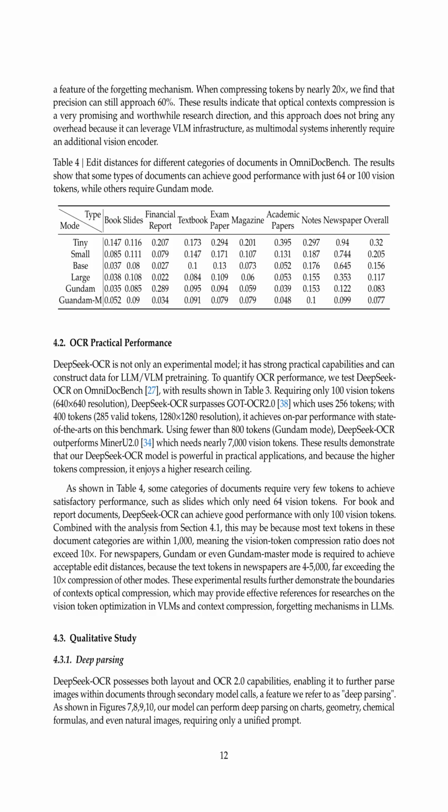For newspapers, Gundam or even Gundam Master Mode is required to achieve acceptable edit distances because the text tokens in newspapers are 4 to 5,000, far exceeding the 10x compression of other modes. These experimental results further demonstrate the boundaries of context optical compression, which may provide effective references for researchers on the vision token optimization in VLMs and context compression for forgetting mechanisms in LLMs.